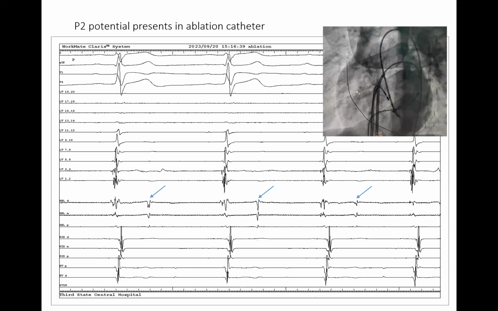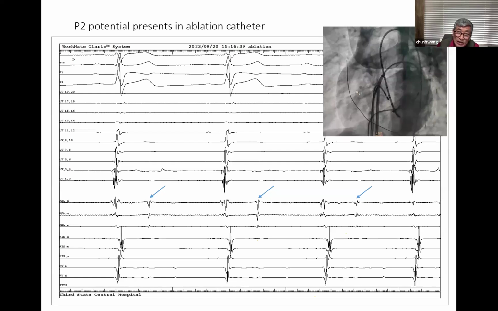Okay, that's what you see. So that would not be a typical fascicular potential or P1 that people refer to. They tended to happen very close to the intracavitary LV signal. And I regret that you haven't done one thing for me.